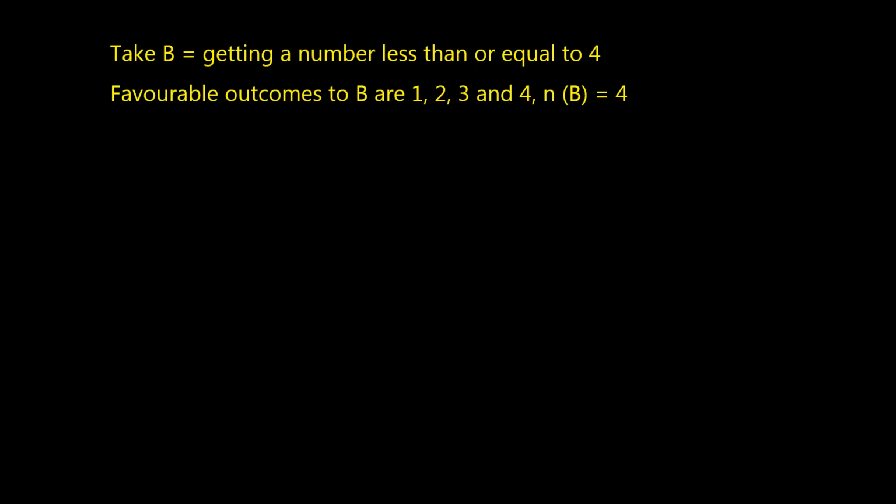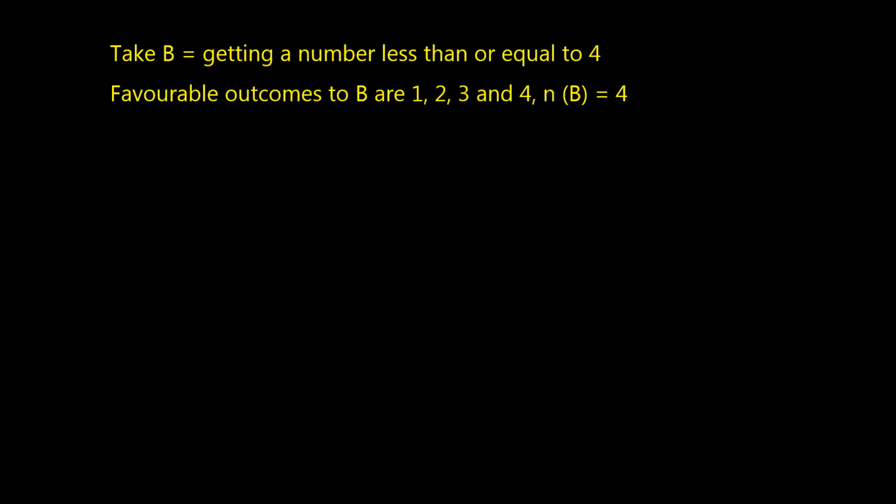Now, favorable outcomes to B are 1, 2, 3, and 4, because in the sample space we have 1 to 6 numbers. Among those 6 outcomes, only these 4 are less than 4 or equal to 4. Take 1, 1 is less than 4. Yes, 1 is favorable to B. Take 2, 2 is less than 4. That's why 2 is favorable to B. Next outcome 3, 3 is less than 4. That's why 3 is favorable to B. The next outcome 4, 4 is equal to 4. Yes, it is favorable to B.